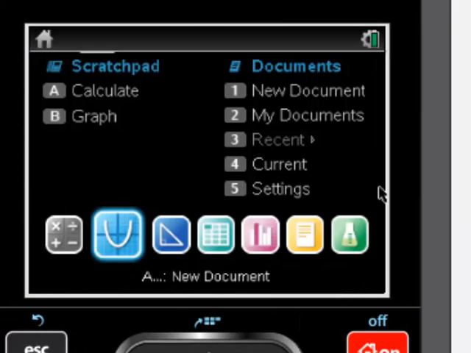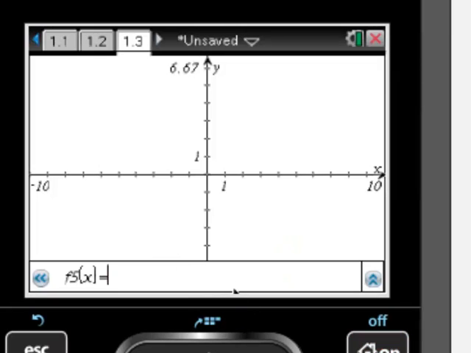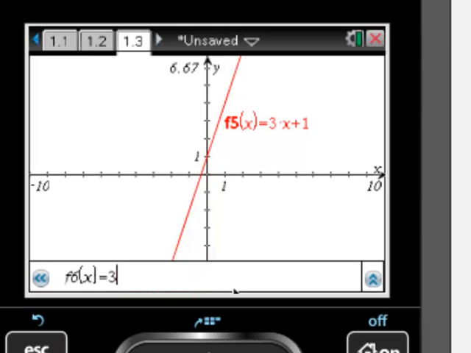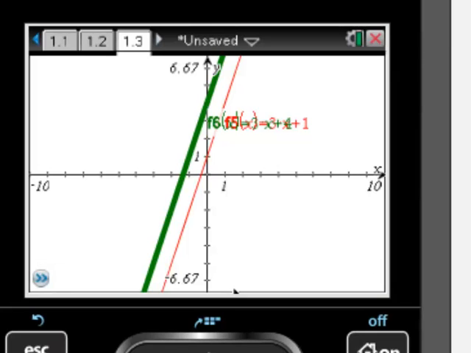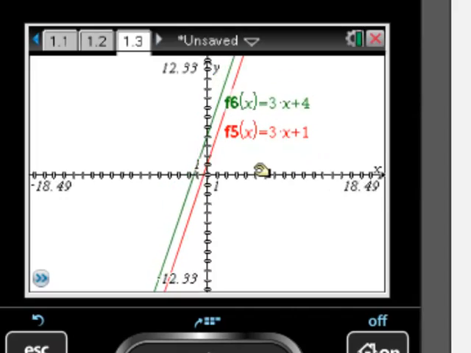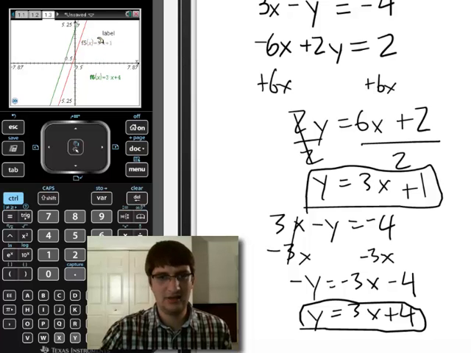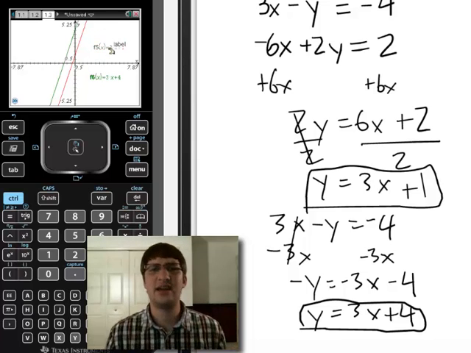Let's go ahead and get another graph going. Let's start with the first one, 3x plus 1. Awesome. And then let's do the other one, which is y equals 3x plus 4. Let's see here, tab, 3x plus 4. Now I'm going to try and intersect, but wait a second, let me zoom out a little bit. If you notice, these lines look, and you guessed it, parallel, which means they're not going to intersect.